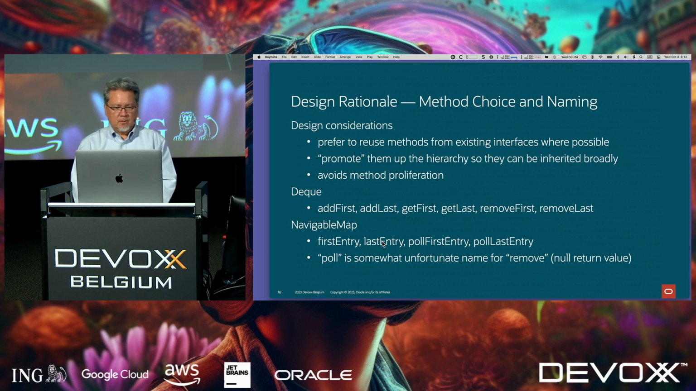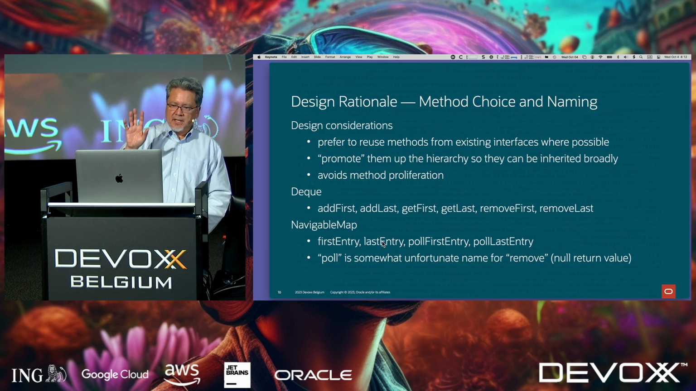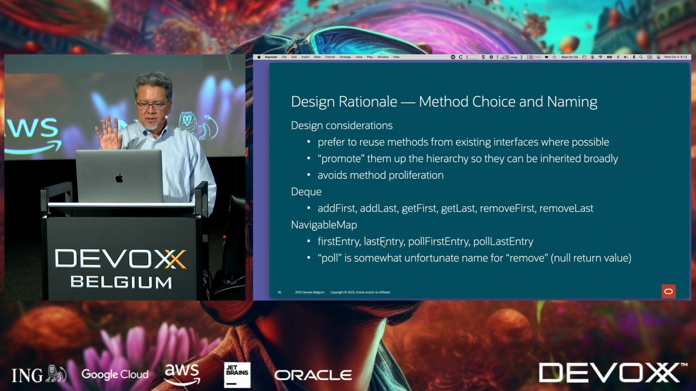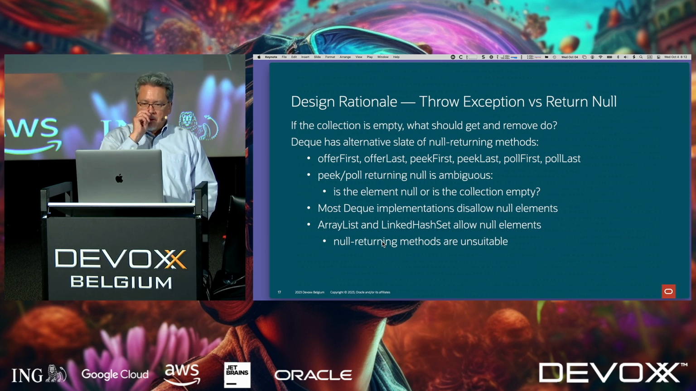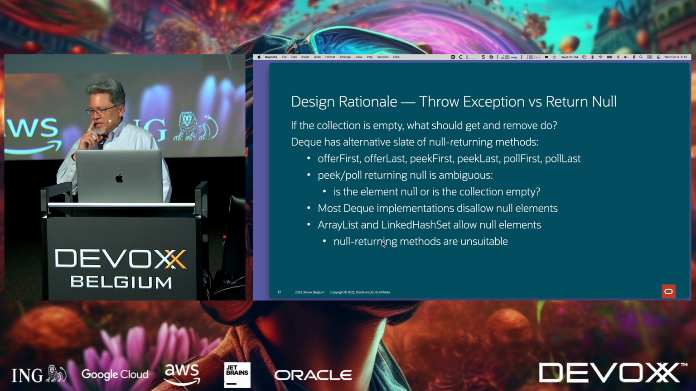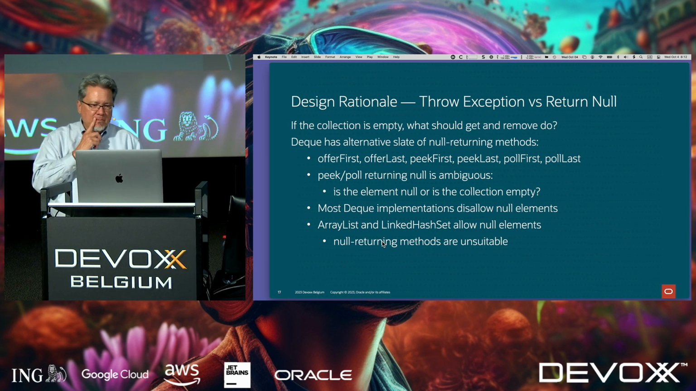And I think I talked about this before. First entry and last entry, poll first entry, poll last entry for NavigableMap. Unfortunately, poll has slightly different semantics from remove, but that's what ended up being on the NavigableSet and NavigableMap. Okay, so here's a tougher one I spent some time thinking about.